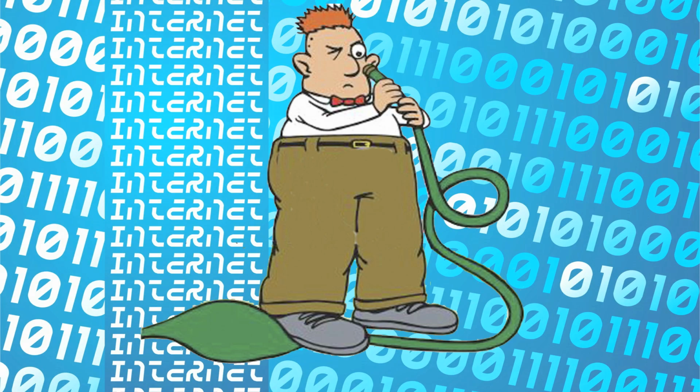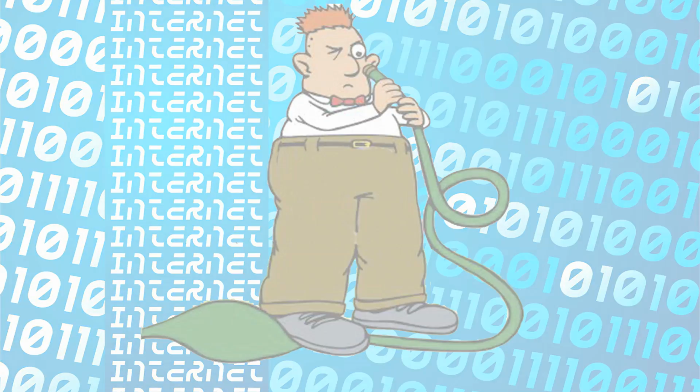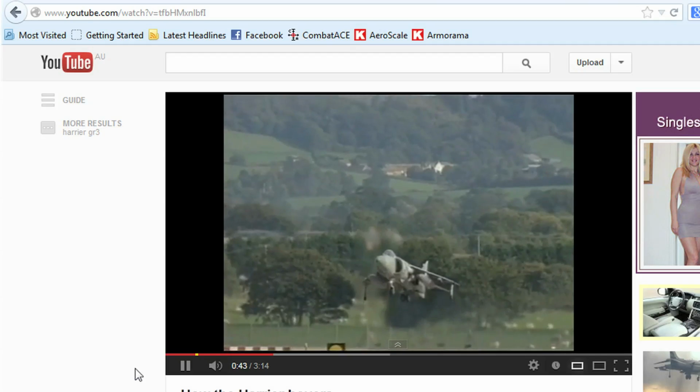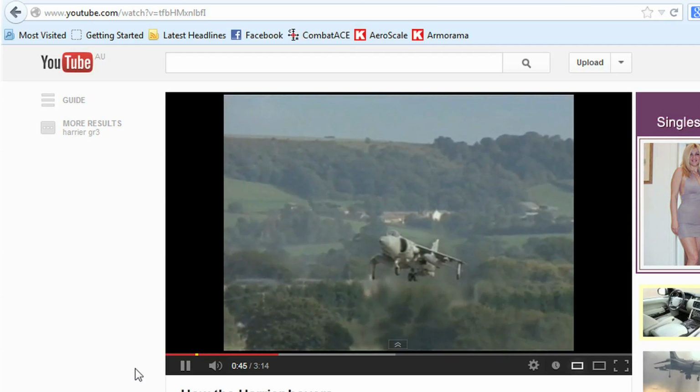Bandwidth refers to how quickly information can be sent or received across the internet. The smaller files are, the more quickly they can be sent and the faster a web page will load. Images and video are particularly bandwidth intensive and need to be compressed to make them viewable online.